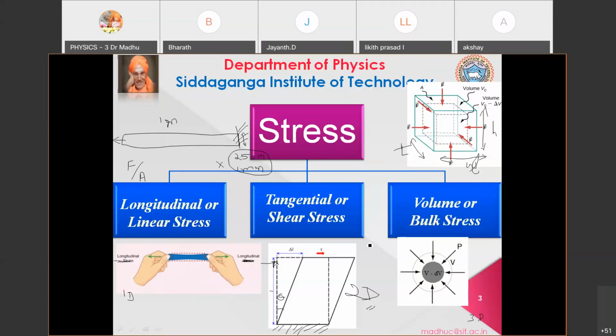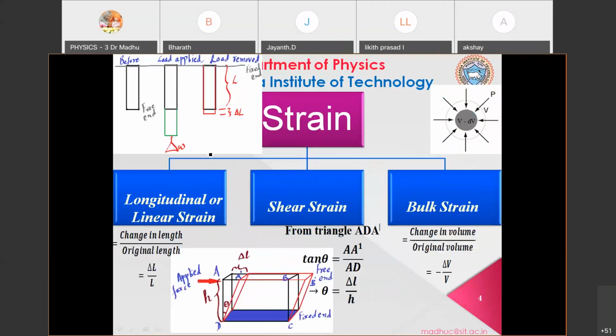In the shear case there is change in only two dimensions: your length and the width. The thickness remains almost constant. In the first one, there is change in only one dimension, and the other two are constant. When it comes to strain, it is the same thing. It can be longitudinal, which is one dimension, then shearing or tangential, which is two dimensions, and the last one is bulk or volume, which is three dimensions. So how do you define strain? Stress is always force by area.